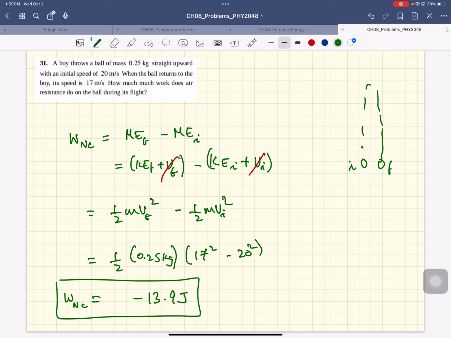So when the ball was going up, the drag force was in the opposite direction. And when the ball was going down, the drag force was too. Okay, so drag and friction forces are always in a direction opposite to the motion. And theta is always 180 degrees, cosine of 180 is negative, so they always do negative work.